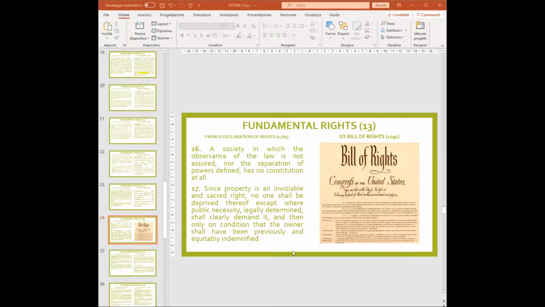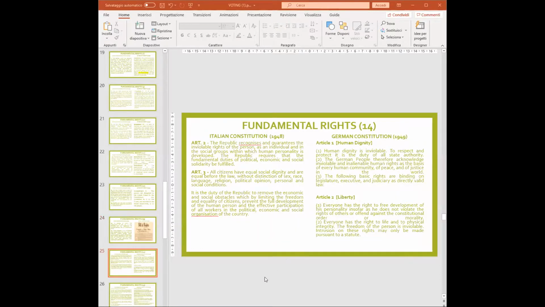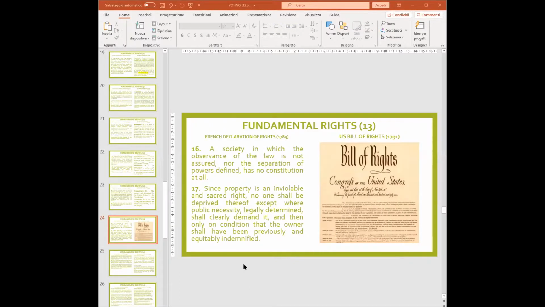Just a sneak preview: tomorrow we will compare, very rapidly, the French Declaration of Fundamental Rights of Men and Citizens and the US Bill of Rights. Then we'll do a very rapid comparison from the fundamental rights perspective of two contemporary constitutions, contemporary in the sense that they were voted more or less at the same time, the Italian Constitution and the German Constitution, to see how, 170 years after the French Revolution and the US Bill of Rights, we have framed fundamental rights in Europe.